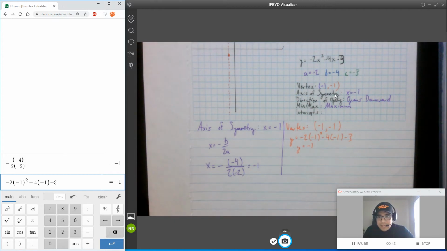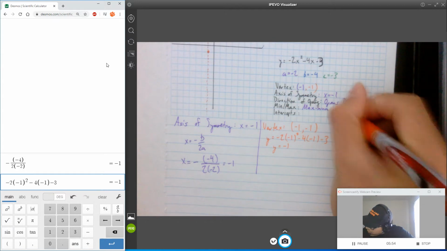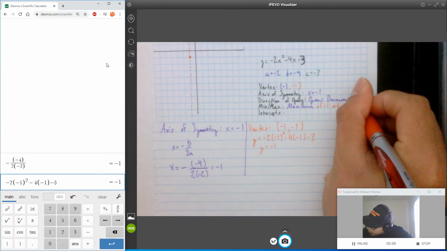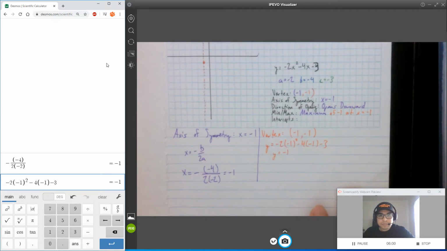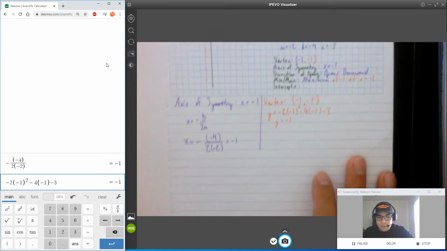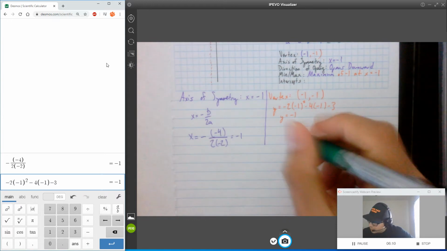Now that I have my vertex, I know that it has a maximum of -1. Okay, maximum of -1 at x equals -1. Okay, perfect. Now let's go ahead and find the y-intercept. My y-intercept, we'll do that in green. I'll do that right here.